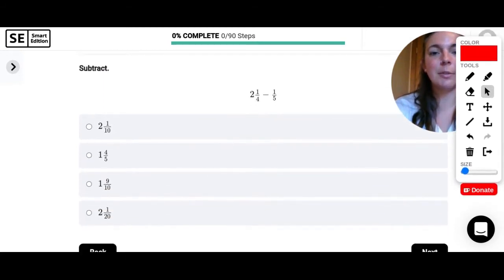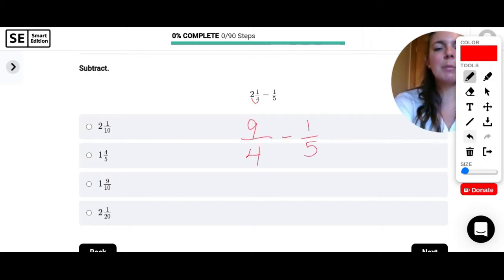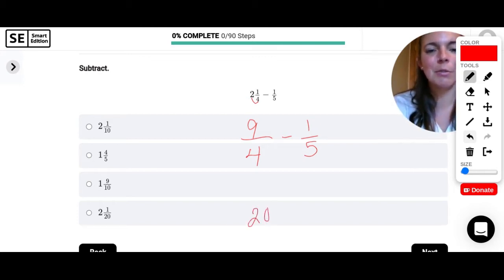All right, let's subtract 2 1/4 minus 1/5. I like to turn these into improper fractions first. So 2 times 4 is 8, plus 1 more is 9. So 9/4 minus 1/5. When we subtract fractions, we need to make sure we have a common denominator. So let's do 20 as our common denominator.